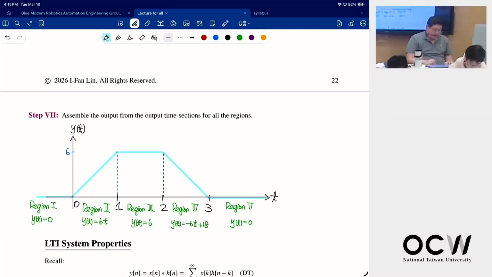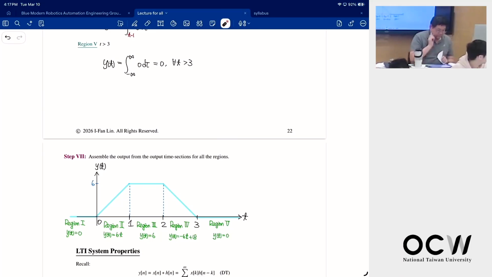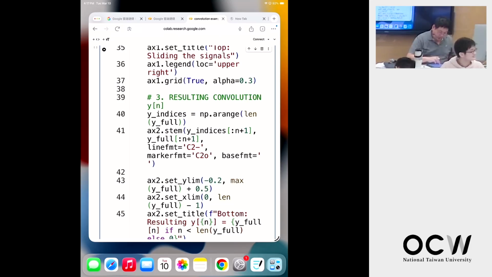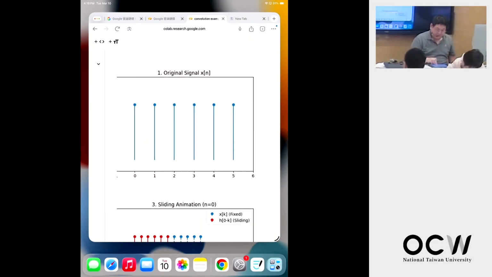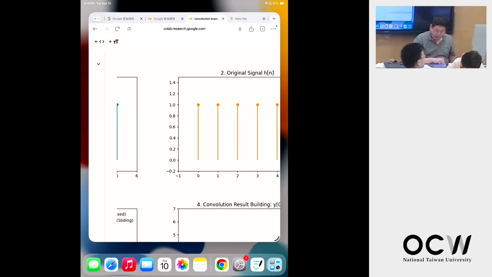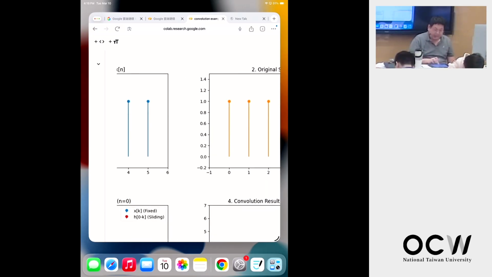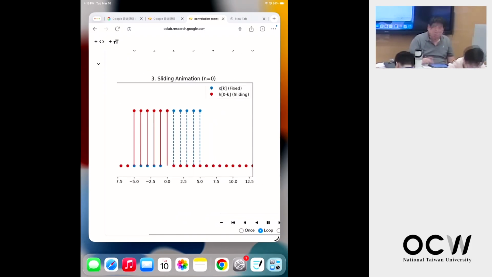Okay, any questions for this? That's the continuous case. All right, so these are the steps for the graphical convolution. So you can also write the code and run it. For example, this is signal X and also the H. They are exactly the same two rectangular pulses. So how do you do the convolution?